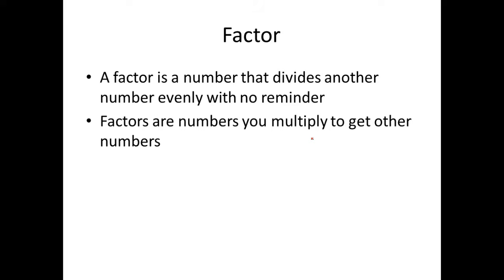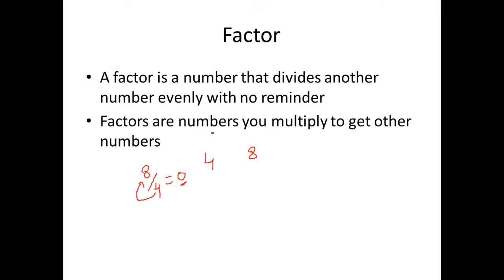What is a factor? A factor is a number that divides another number evenly without any remainder. So let me give an example. For instance, we say 4 is a factor for 8. Why do we say 4 is a factor for 8? When you divide 8 by 4, you're going to get a remainder of 0. So what is the remainder? The remainder will be 0. So if a number evenly divides another number and leaves no remainder, we call that number a factor.